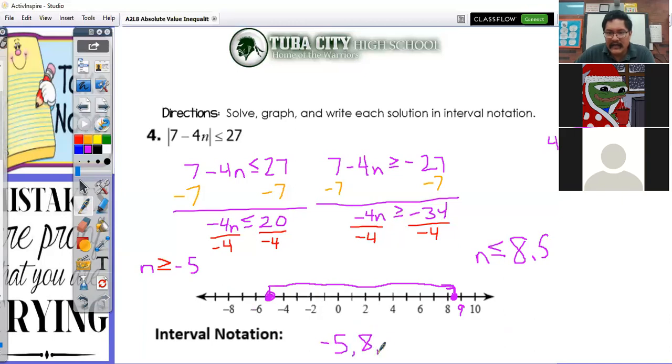So from -5 to 8.5, make that look more like a decimal, not a comma. And they are included, so we are going to use brackets to show that they are included, and we are done with that one.